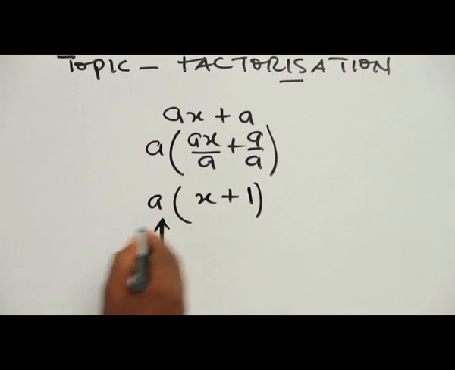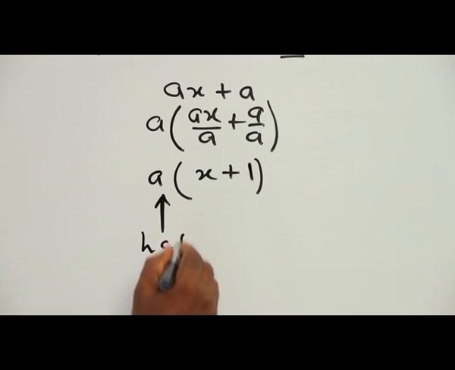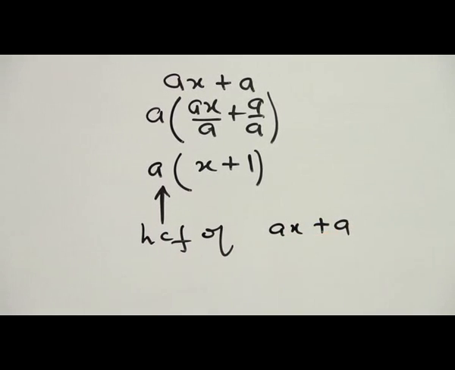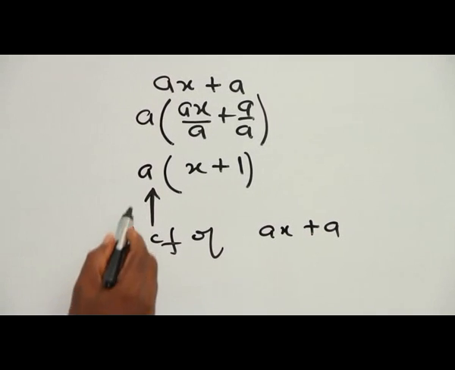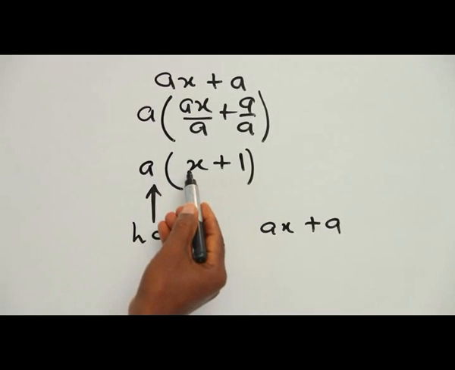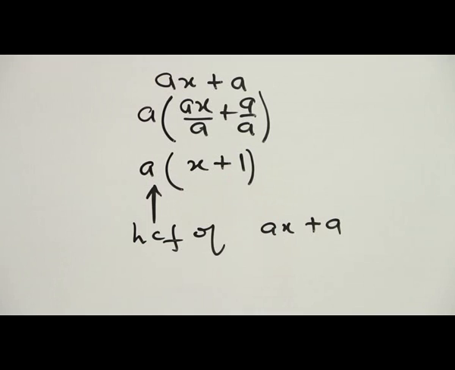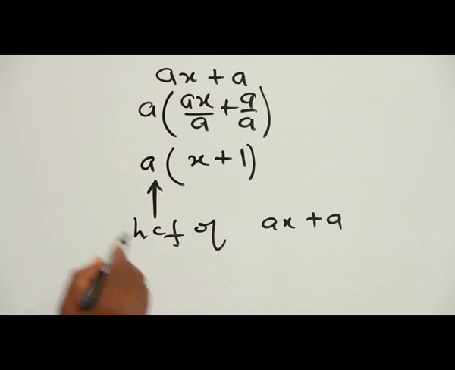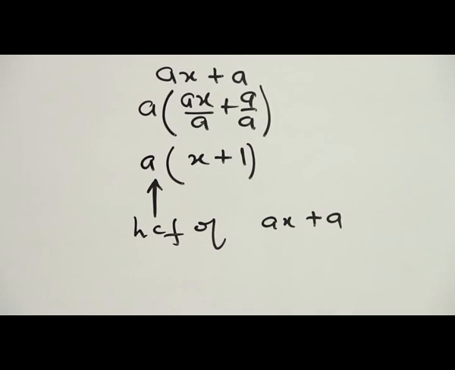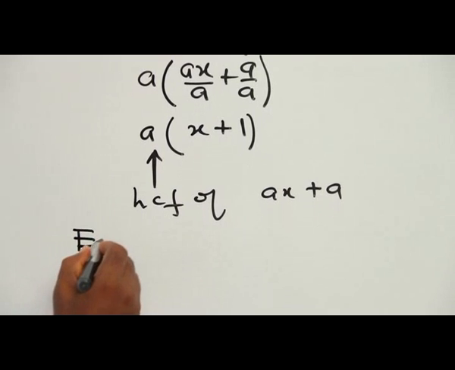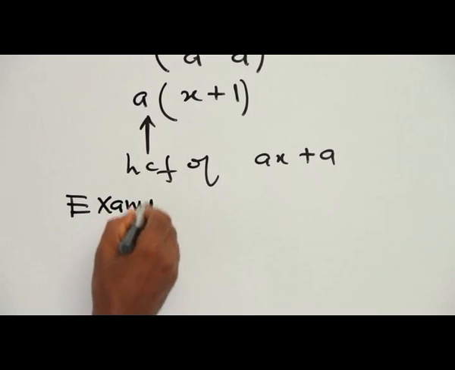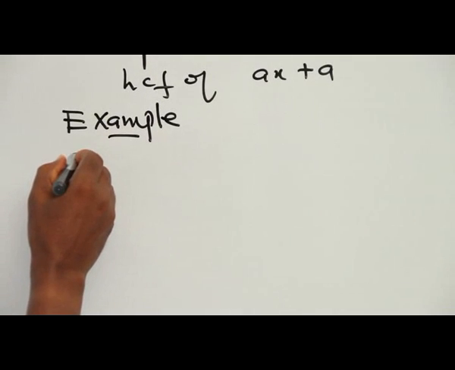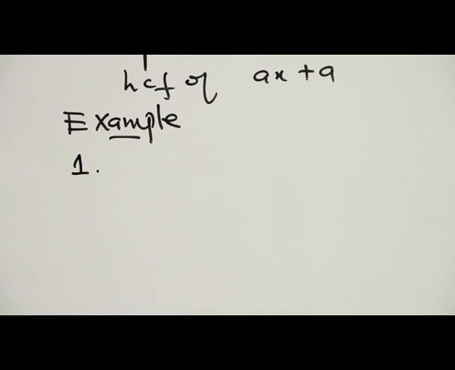This element here, a, is the HCF of as plus a. And it is that HCF that we have used to multiply s plus a, which is put in a bracket. This process is called factorization. We shall now take a look at more examples on how to carry out factorization. We take the first example, example 1.